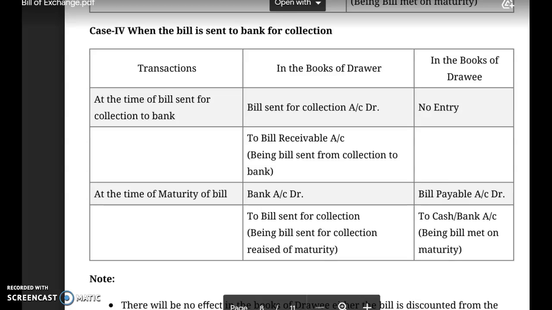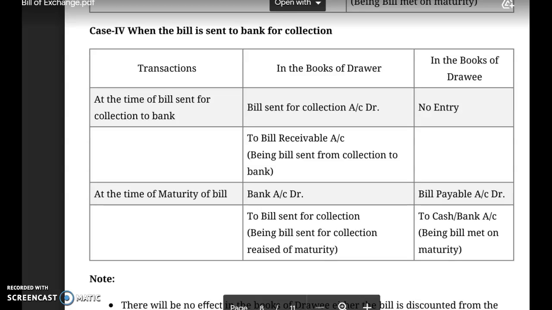There will be an entry in the books of the drawer: bills sent for collection account debit to BR account. He will make the entry in this account and he will debit this account. Again, there will not be any entry in the books of the drawee. Likewise, on the due date when the drawee makes the payment of the bill of exchange, he will debit the BP account and credit cash or bank. Now the entry will be in the books of the drawer: bank account debit to bills for collection account.